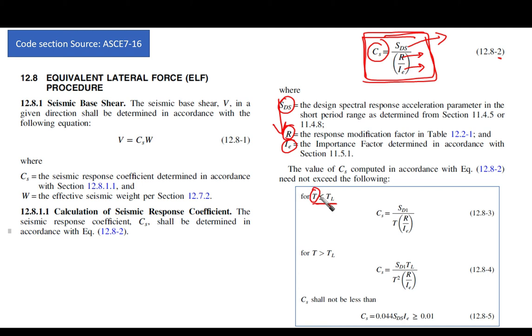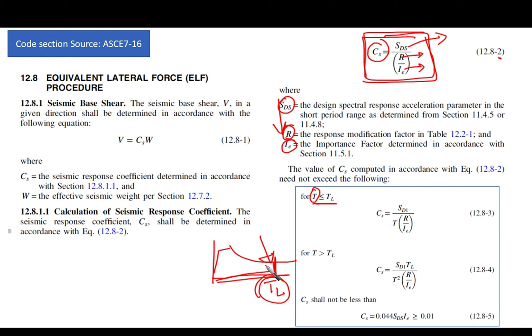Go back to the previous video. TL is the long period for the site of the structure. If we have the response spectrum, we're going to find TL. It is the long period here. We can obtain it from the seismic maps. It's provided there or given to you.